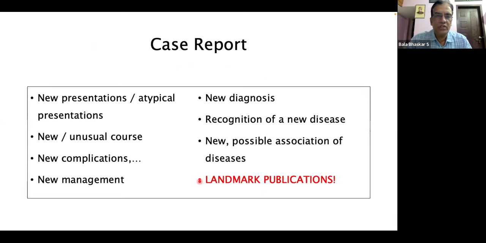Case reports are generally the basic type of research where the authors try to present something new: in terms of a disease diagnosis, its symptomatology, an unusual course, new complications, a possible new association with some exposure, or some new management. In fact, many inventions or innovations are initially published as landmark publications.